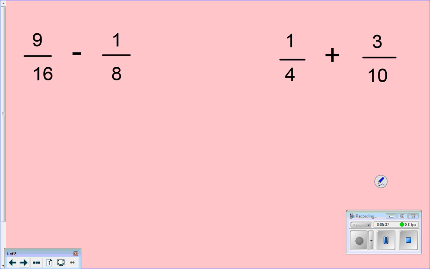9/16 minus 1/8. What denominator did you use, Evan? 16. So this should have been 2 over 16. What did you get for an answer? 7 over 16. Nice job. The second one, how many of you used 20 as a common denominator?